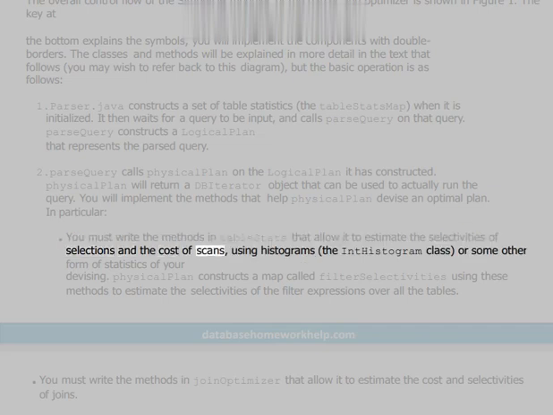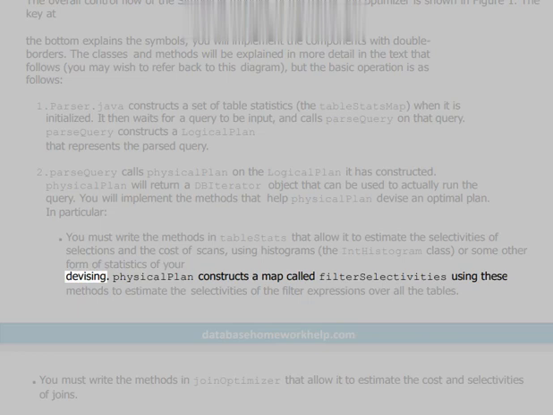You will implement the methods that help PhysicalPlan devise an optimal plan. In particular, you must write the methods in TableStats that allow it to estimate the selectivities of selections and the cost of scans using histograms, the IntHistogram class, or some other form of statistics of your devising. PhysicalPlan constructs a map called filterSelectivities using these methods to estimate the selectivities of the filter expressions over all the tables.